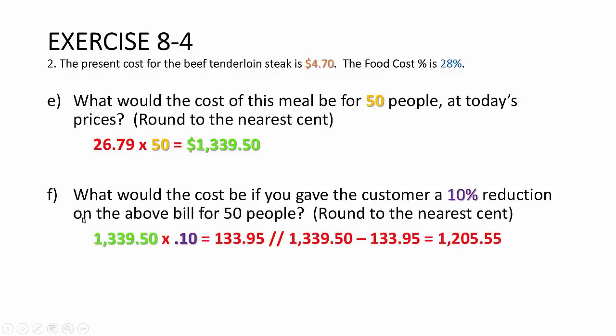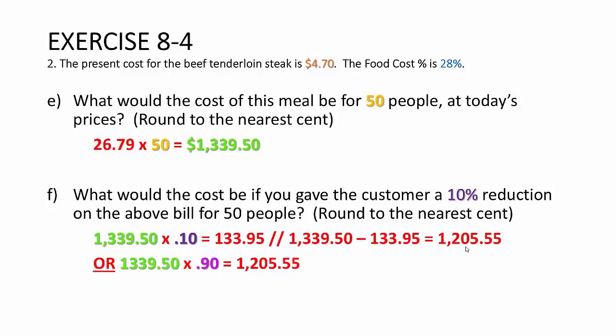So we are going to take the current price and multiply it by 10%, and we see that they're going to save $133.95. Since this is a savings, we're going to subtract it from the original bill. So $1,339.50 minus $133.95, there is what they would have to pay after the 10% discount has been given.